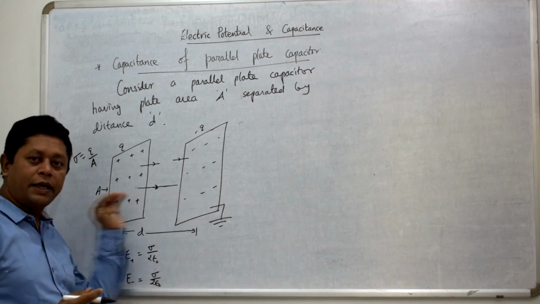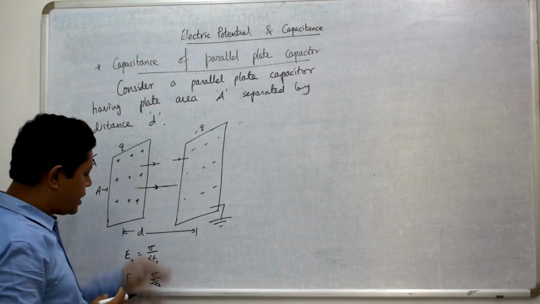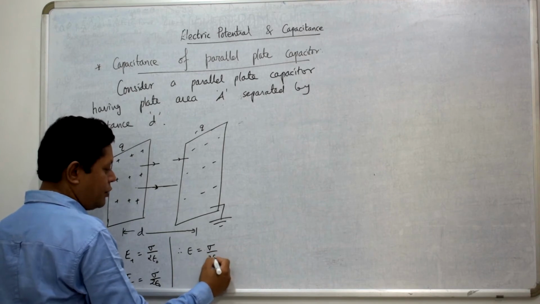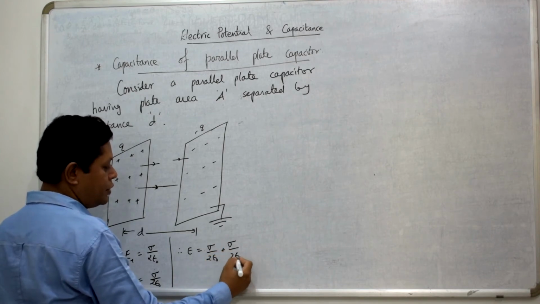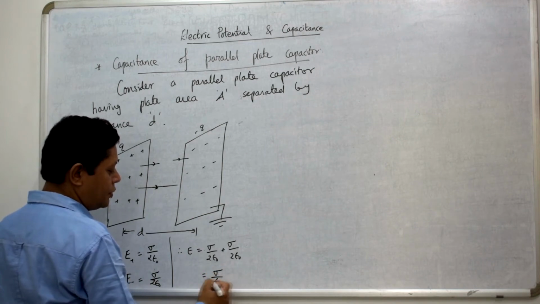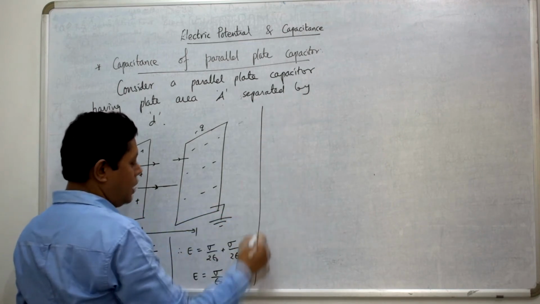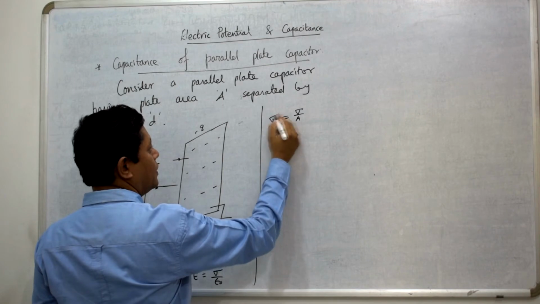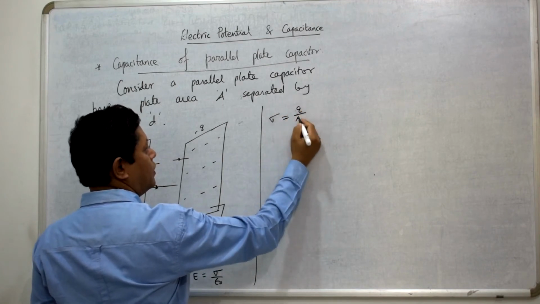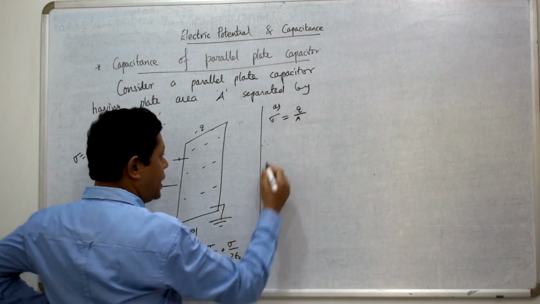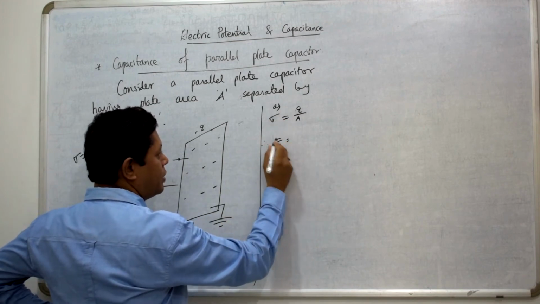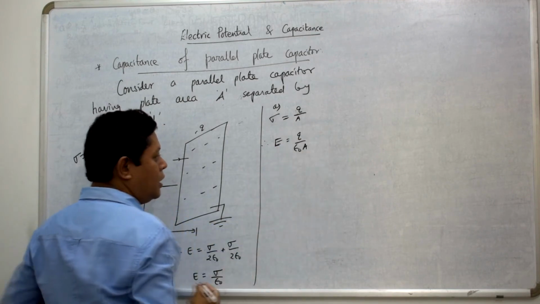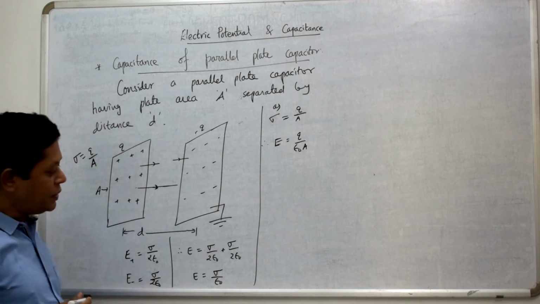So due to both plates, the electric field between the two plates of a capacitor has the same direction, and therefore the net electric field between the two plates is E equal to sigma by 2 epsilon 0 plus sigma by 2 epsilon 0, that is equal to sigma by epsilon 0. This is the value of the electric field. As sigma is equal to Q by A, therefore the electric field between the two plates can be written as E is equal to Q by epsilon naught A. This is the electric field between the two plates of the capacitor.